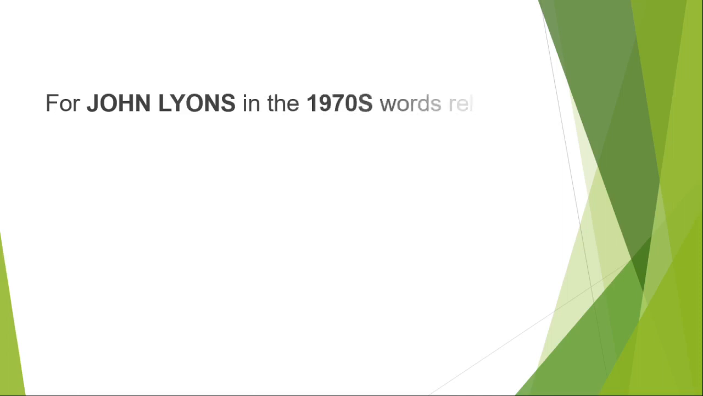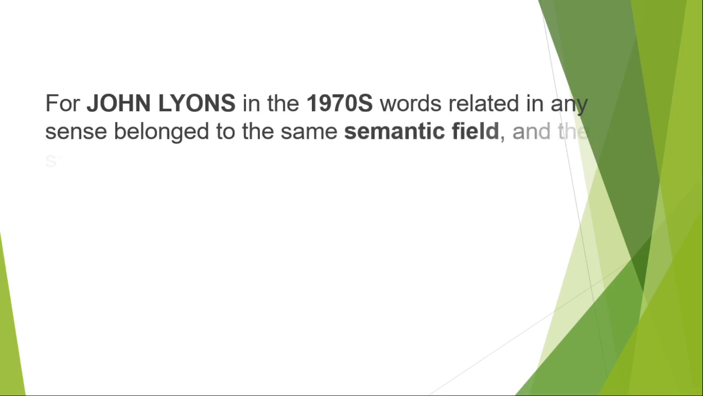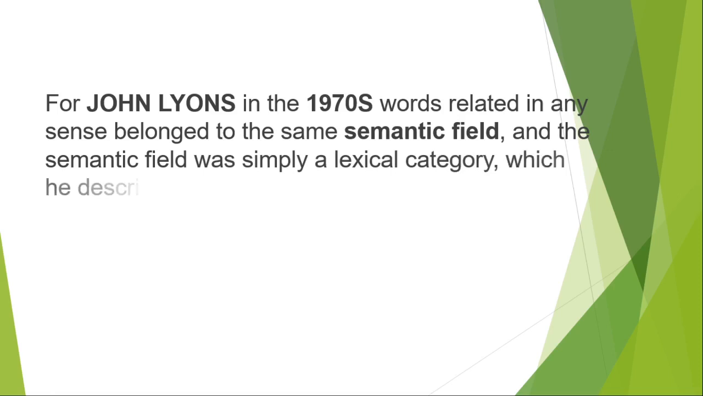For John Lyons, in the 1970s, words related in any sense belong to the same semantic field, and the semantic field was simply a lexical category, which he described as lexical field. Now, the semantic field for John Lyons was a lexical field. Whether it is a lexical field or semantic field, the basic theme is that every lexeme, every word in a language has a semantic link, some meaning association with other words in that language.